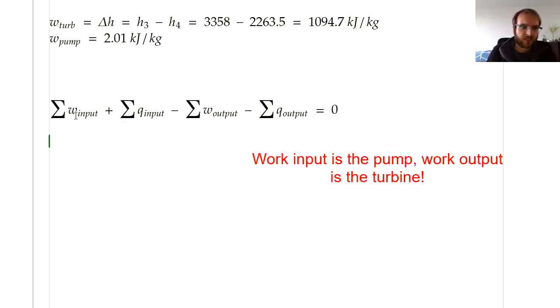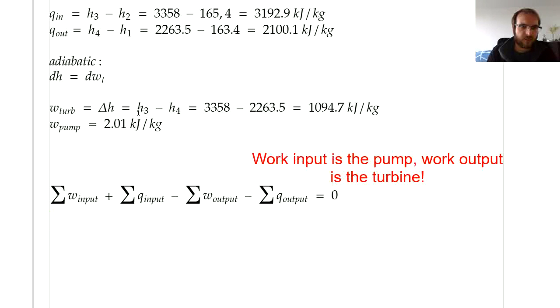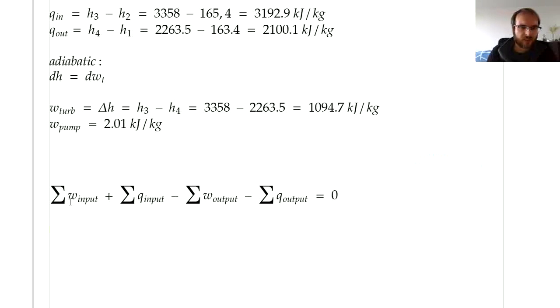So what is the work input in our case? It's the work of the pump. The heat input is the Q in over here. Work output is the work of the turbine, and heat output is the rejected heat over here. This can also serve as a check if our calculation is correct.